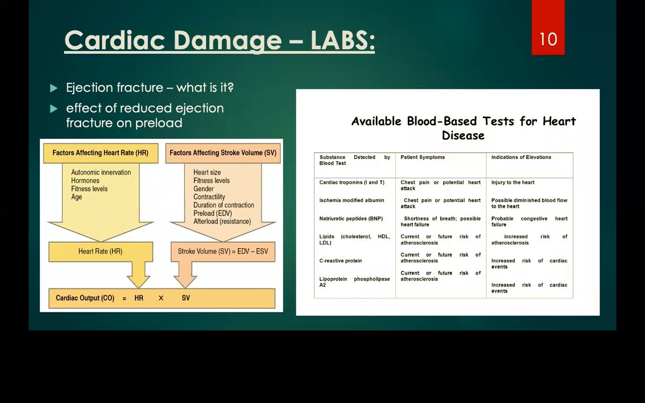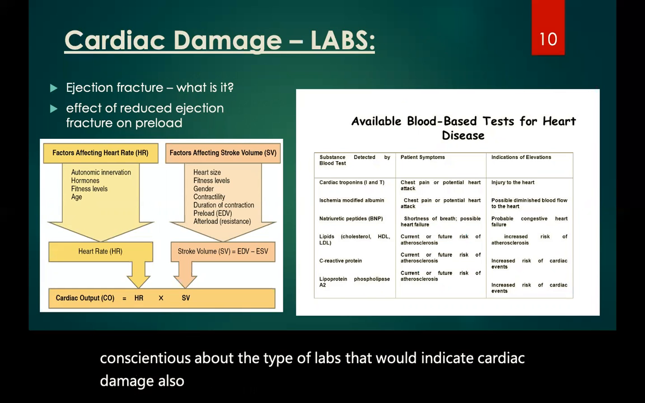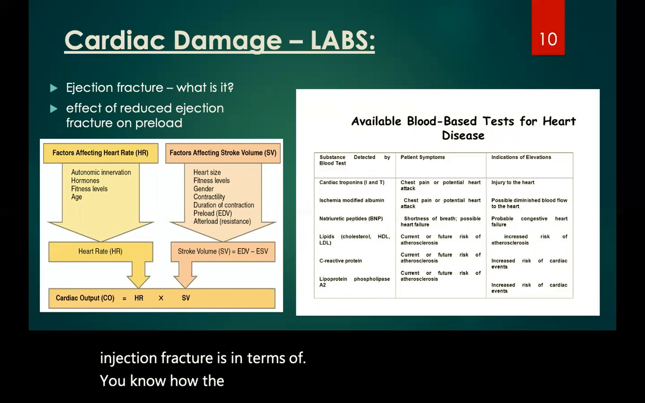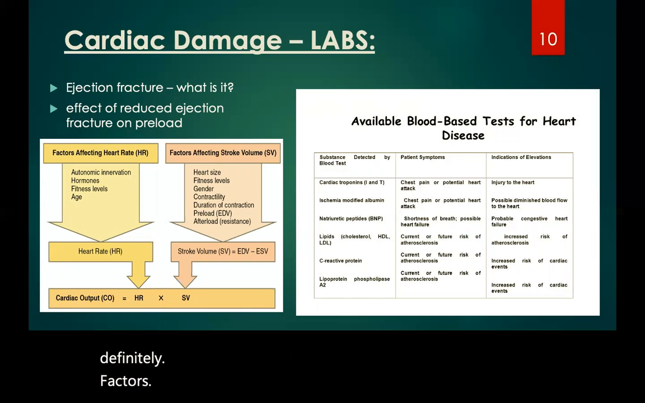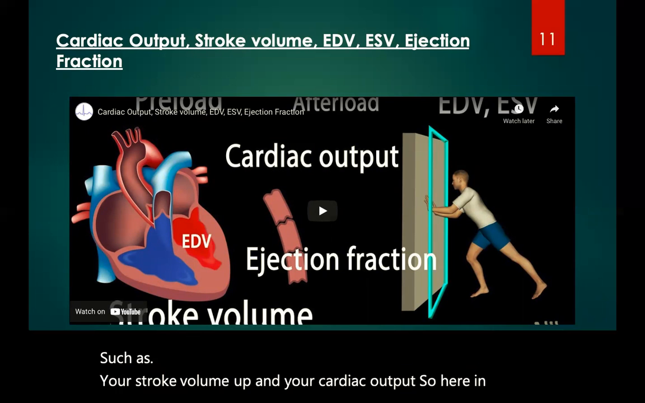Next, cardiac damage. I want to make sure that you are conscientious about the type of labs that would indicate cardiac damage. Also, we want to make sure you're grasping what an ejection fraction is, and the effect of a reduced ejection fraction on preload. Things that would affect your ejection fraction are definitely factors such as your stroke volume and your cardiac output.